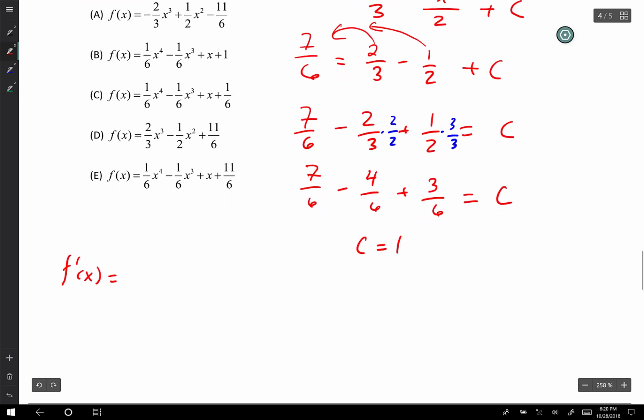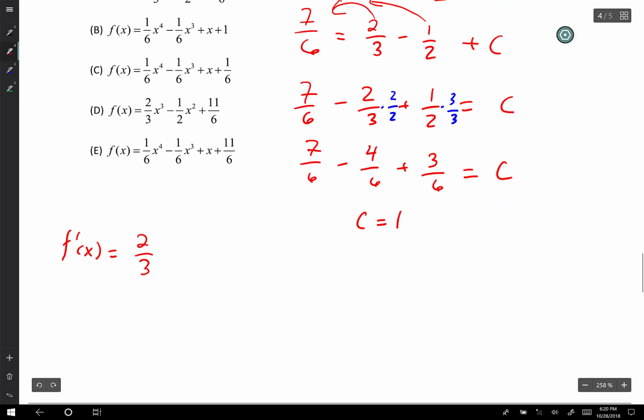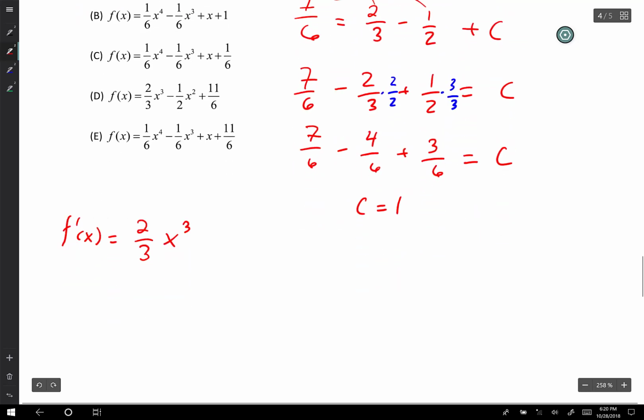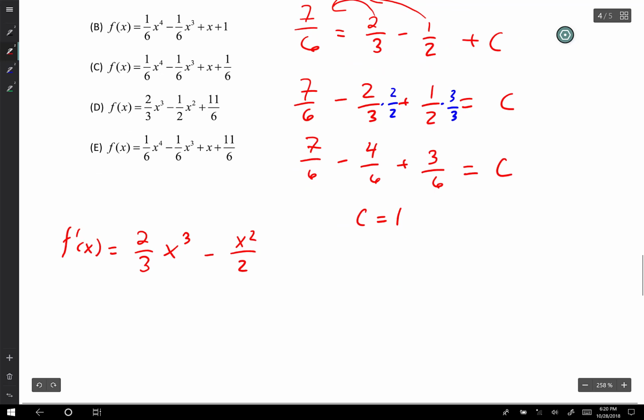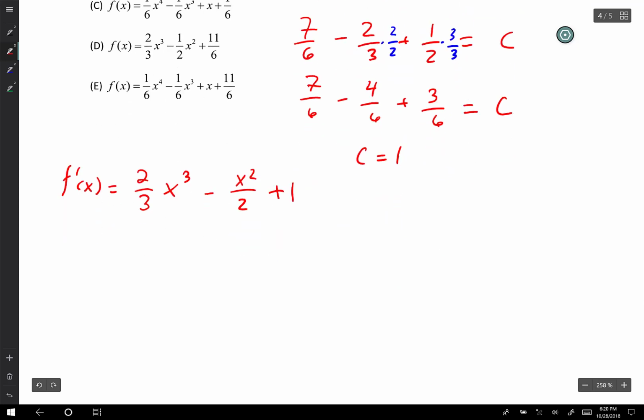So now I can rewrite what f prime is. F prime of x equals 2/3 x cubed minus x squared over 2. You can write that as 1/2 x squared. No big deal. Plus 1. Here we go. I'm going to find another antiderivative. So I'm going to write f of x equals, add 1 to the exponent, divide by that number. So 2/3 x to the 4th divided by 4. So I guess I can write it like this, and I'm going to be multiplying those. Minus x squared over 2 times, oh, that's not x squared, guys. Come on. x to the third power over 2 times 3, plus x plus c.